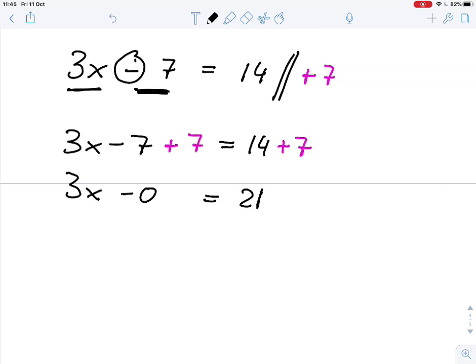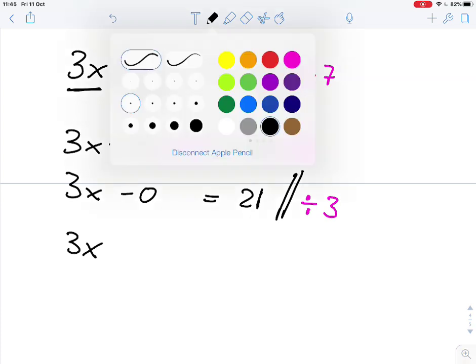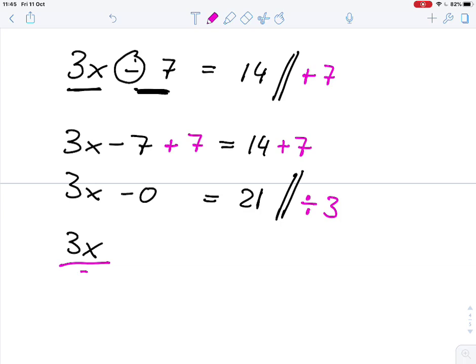Nah, we still have the 3 there. How do we get rid of the 3? We use the inverse mathematical operation to the multiplication. Divided by 3. And we get 3x divided by 3, oops, got the wrong color, equals 21 divided by 3.